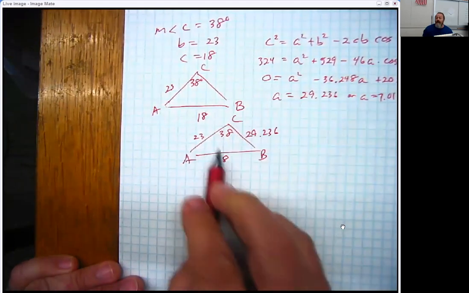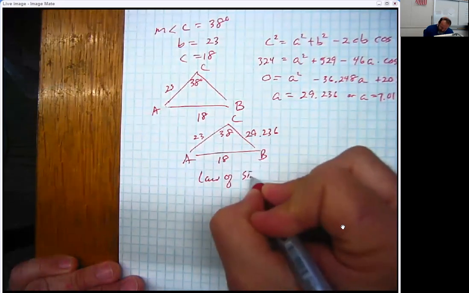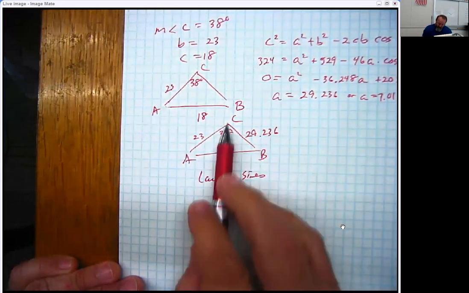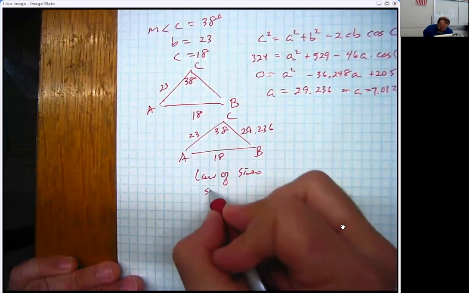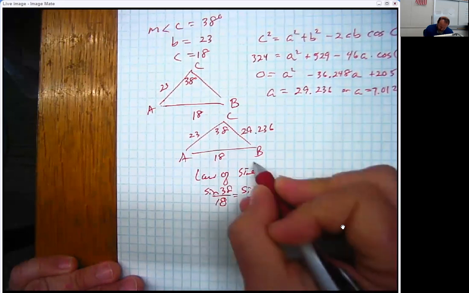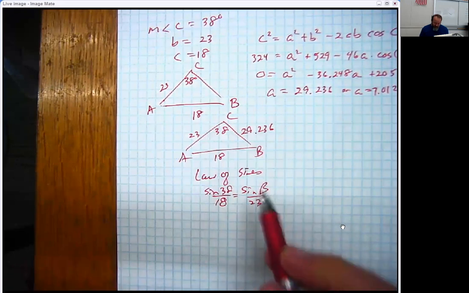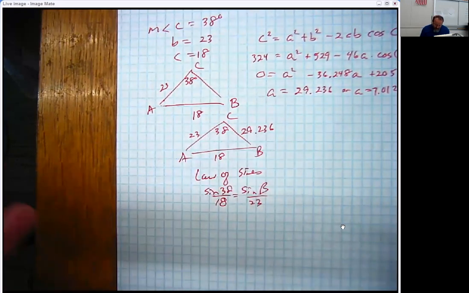And then I could use the law of sines to finish, because I have a side and an opposite angle, and I would go sine of 38 over 18 equals the sine of beta, or B, over 23. Notice I went with the 23, not the 29, just in case something turned out to be obtuse.